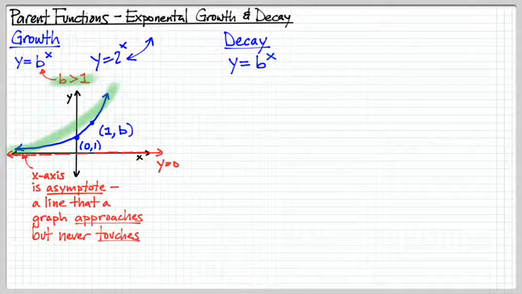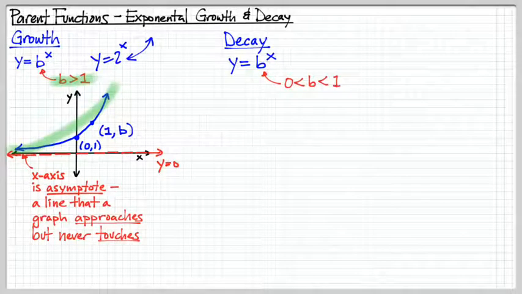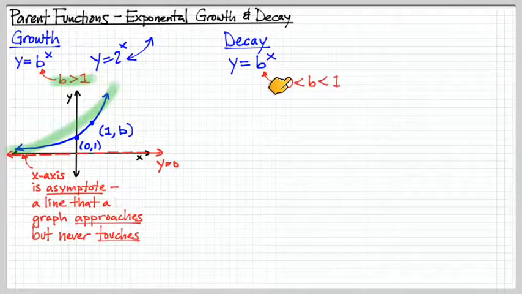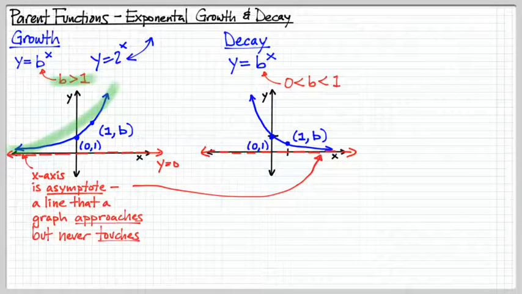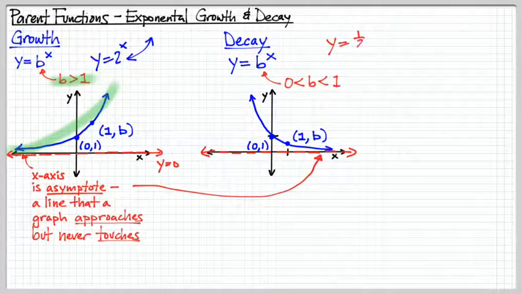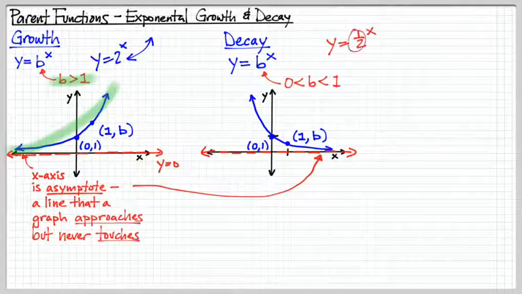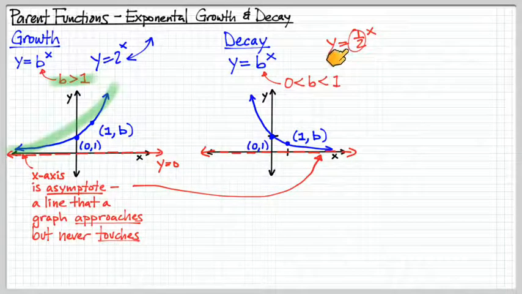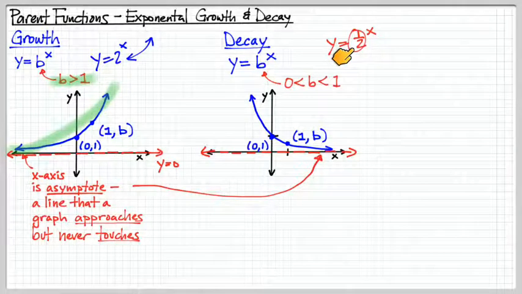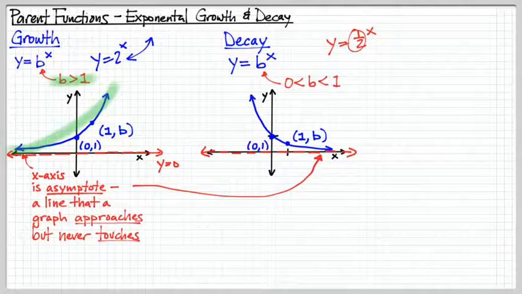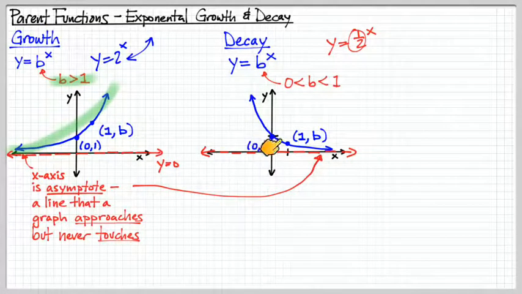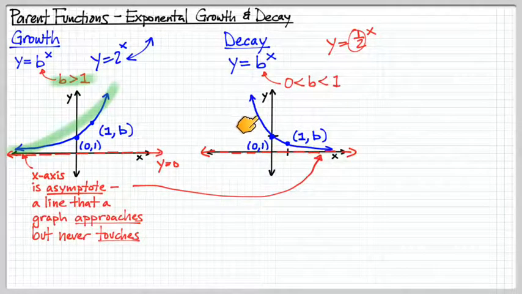In the decay case, the equation's the same, but the b value, the base, is a fraction. It's a number less than 1. So, in the previous example, we looked at y is equal to 1/2 to the x power. When the base is less than 1, this tells us how much we're shrinking. We're multiplying by a factor of 1/2 every time we move over by 1, so we're decaying. We're dividing by 2, or by whatever the value is, every time we go over by 1 unit.